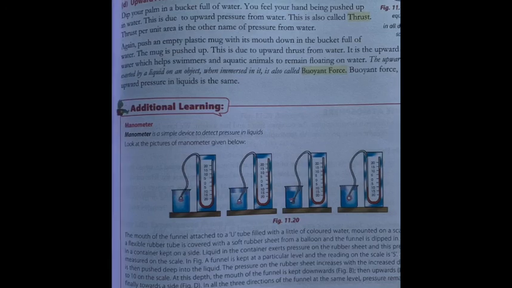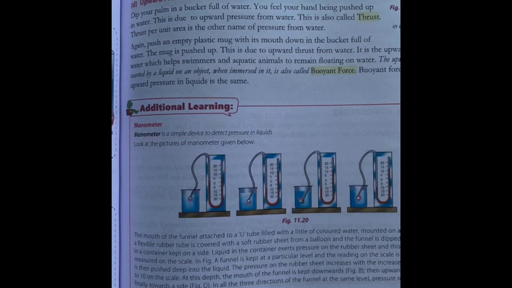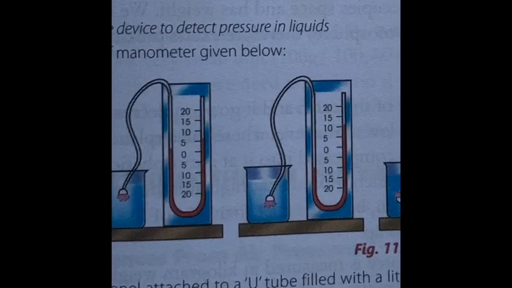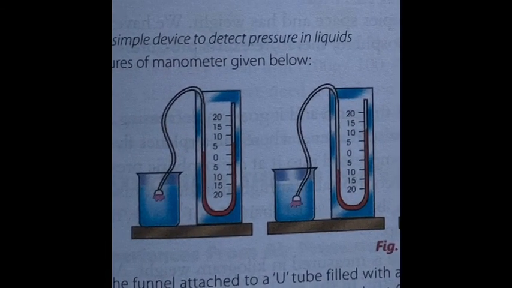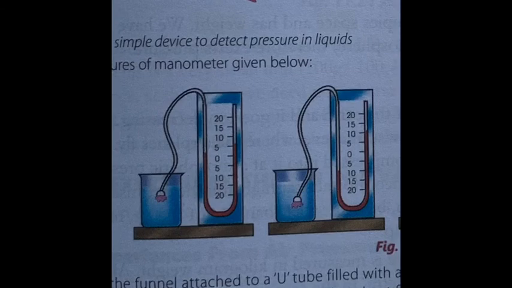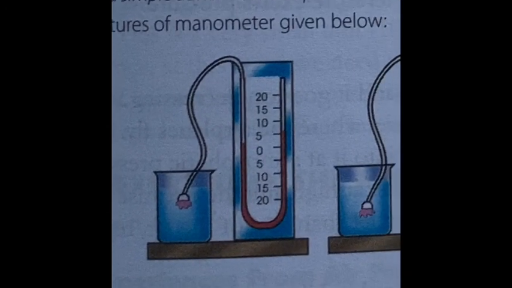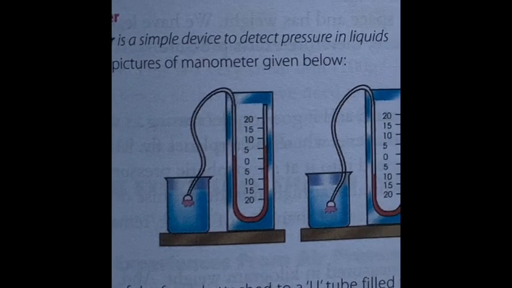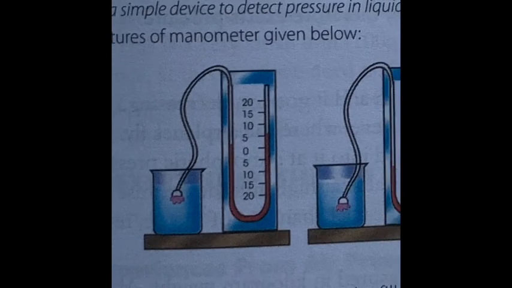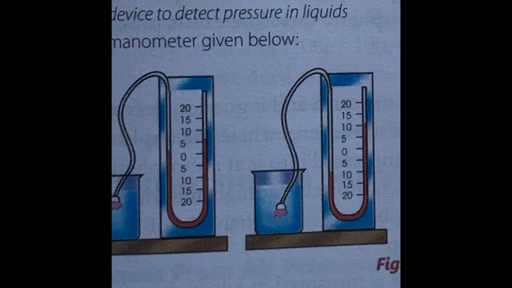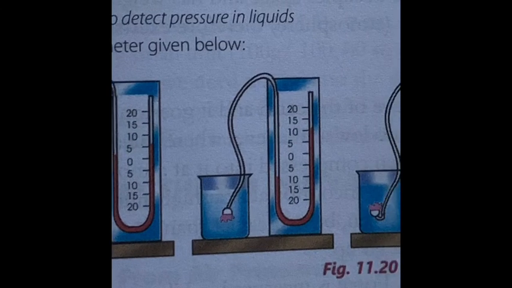Okay. Next one, additional learning. Here we are going to learn the concept with a manometer. The manometer has a U-tube with a graduated scale, and the other end is connected with a rubber tube, and the other end of the rubber tube is connected with a funnel, and the funnel is closed with a rubber sheet. Okay, and this funnel with the rubber sheet is placed inside a water container. When you place the funnel inside the water container, we can see the reading as 5. Okay. When we put the funnel a little bit deeper inside the water container, the reading will be 10.